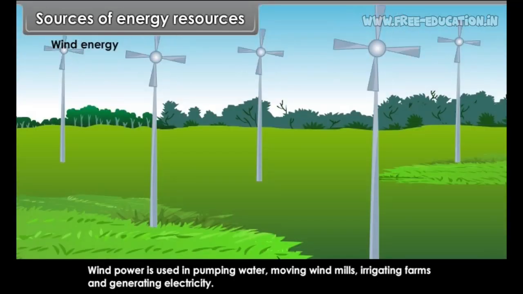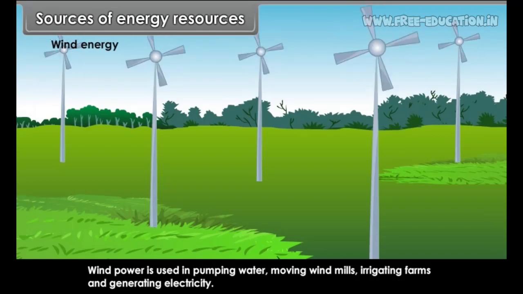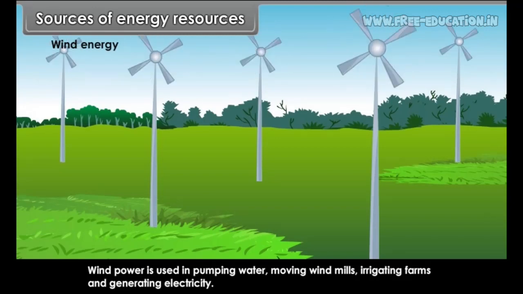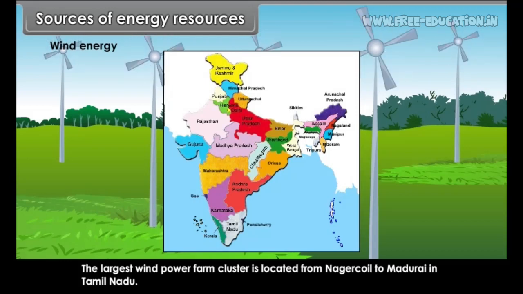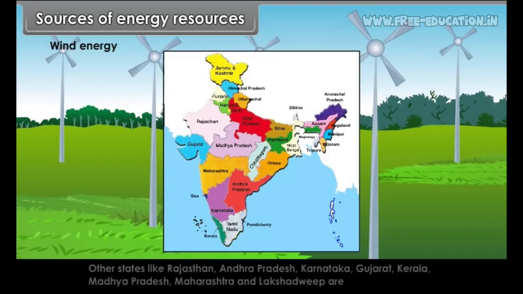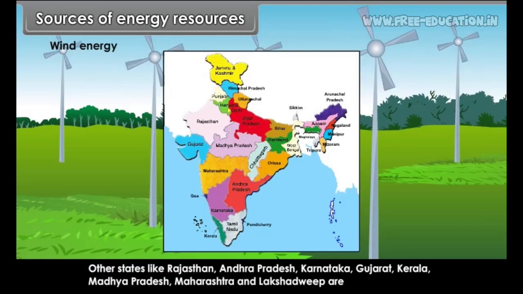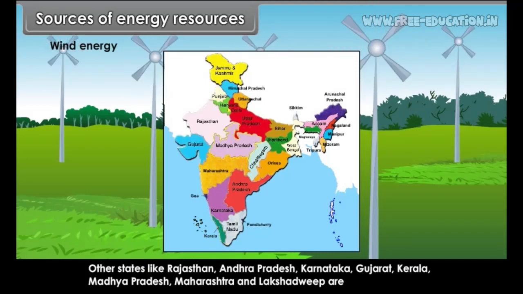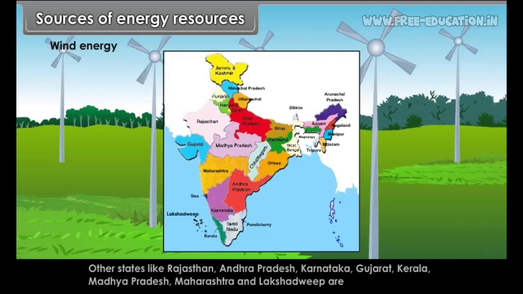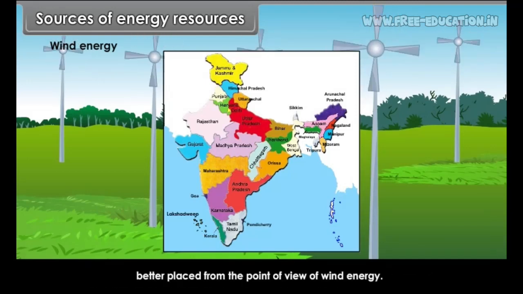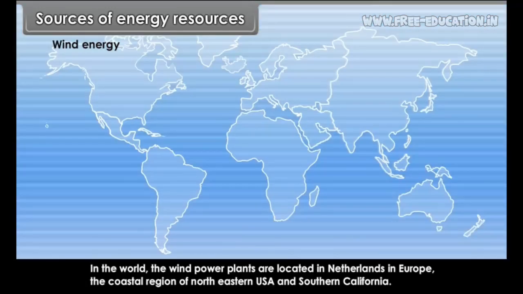Wind energy. Wind power is used in pumping water, moving windmills, irrigating farms and generating electricity. The largest wind power farm cluster is located from Nagercoil to Madurai in Tamil Nadu. Other states like Rajasthan, Andhra Pradesh, Karnataka, Gujarat, Kerala, Madhya Pradesh, Maharashtra and Lakshadweep are better placed from the point of view of wind energy. In the world, the wind power plants are located in Netherlands in Europe, the coastal region of northeastern USA and Southern California.